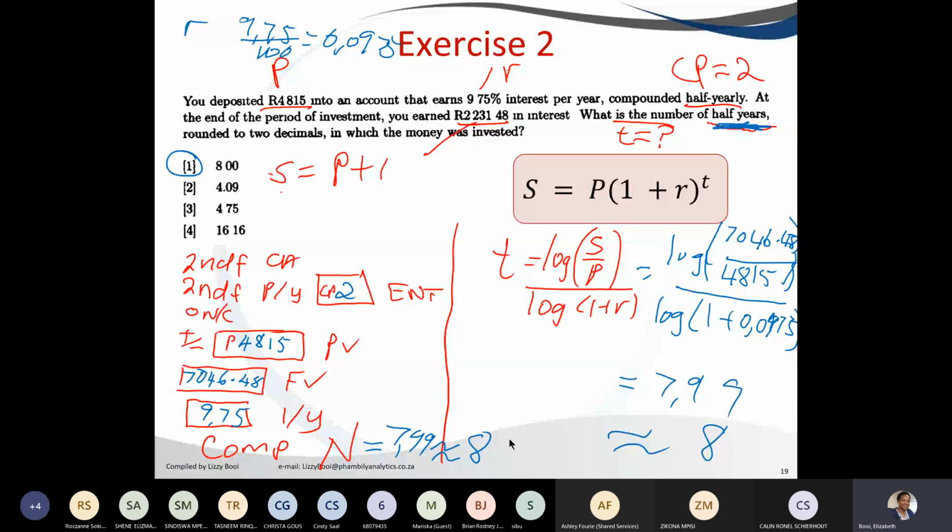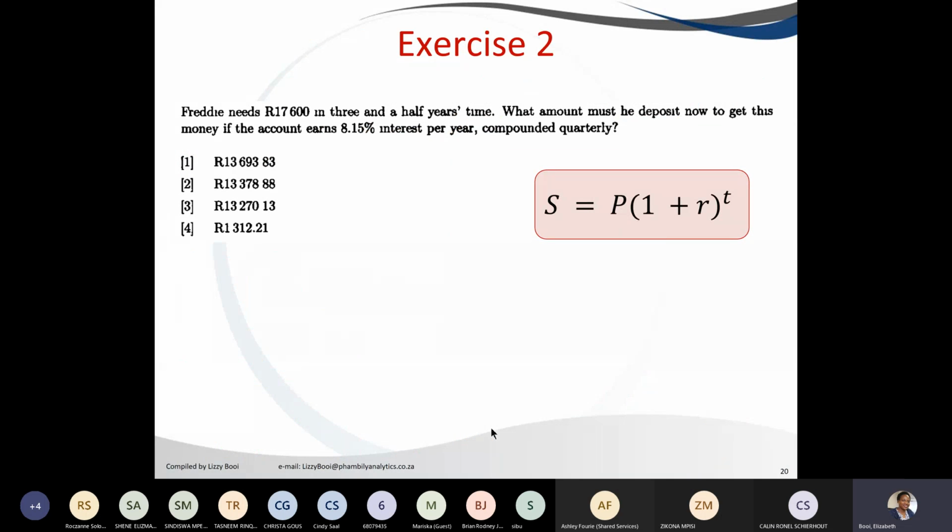It is 8 minutes to, so let's look at the last one. Freddie needs 17,600 in 3.5 years. What amount must he deposit now to get this money if the amount is 8.15% interest per annum compounded quarterly? What are you given? What is 17,600?